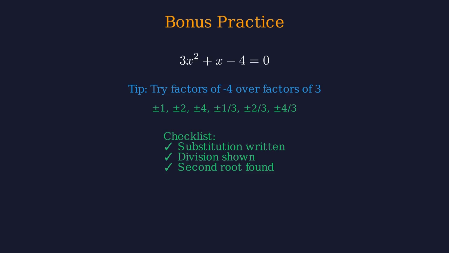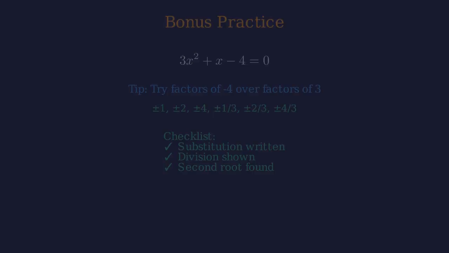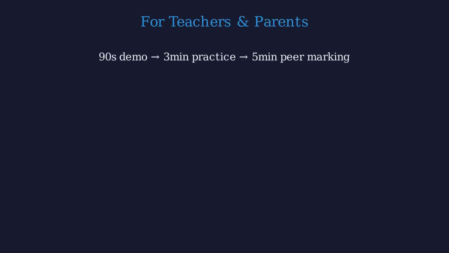Suggested follow-ups. Try 2 more polynomials that have rational roots. Then practice the same routine under exam timing. For teachers and parents, use this as a quick classroom demo. 90 seconds to demonstrate, 3 minutes for pupils to try, then 5 minutes of peer marking using the 4-mark rubric I described. Examiners love clear joined-up working.